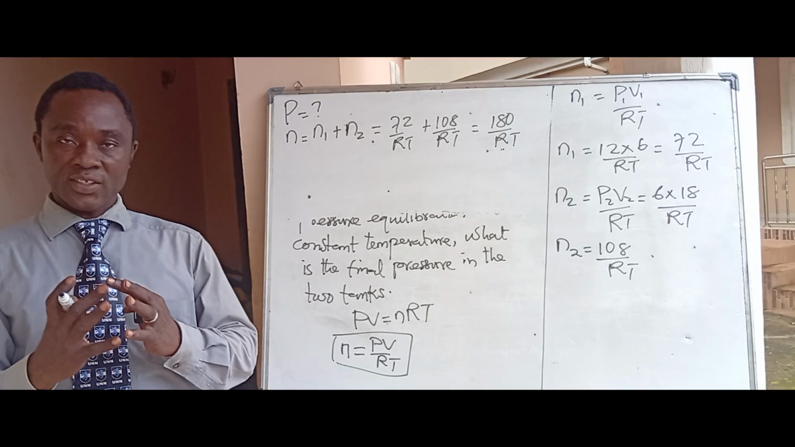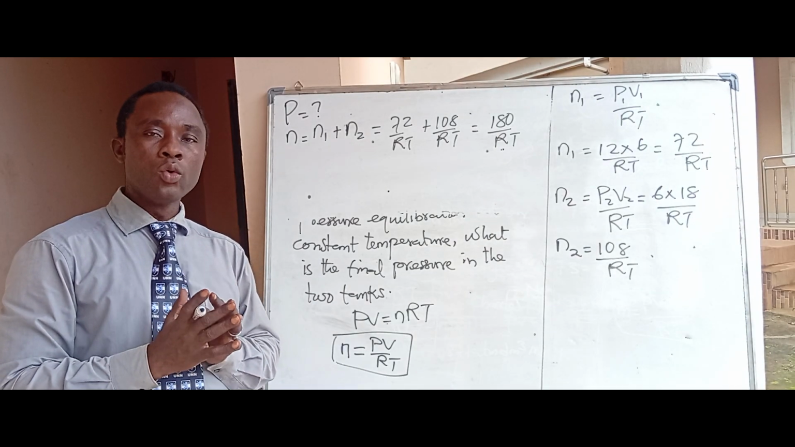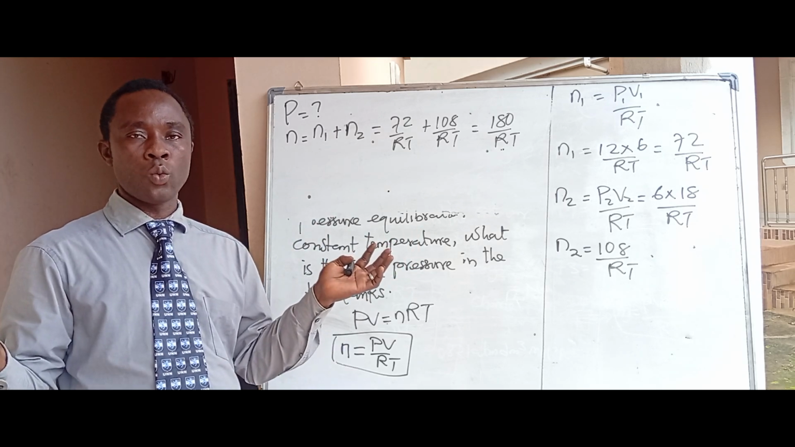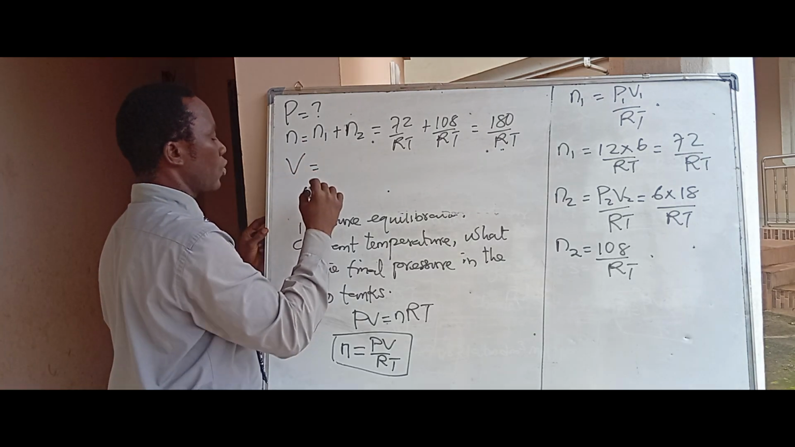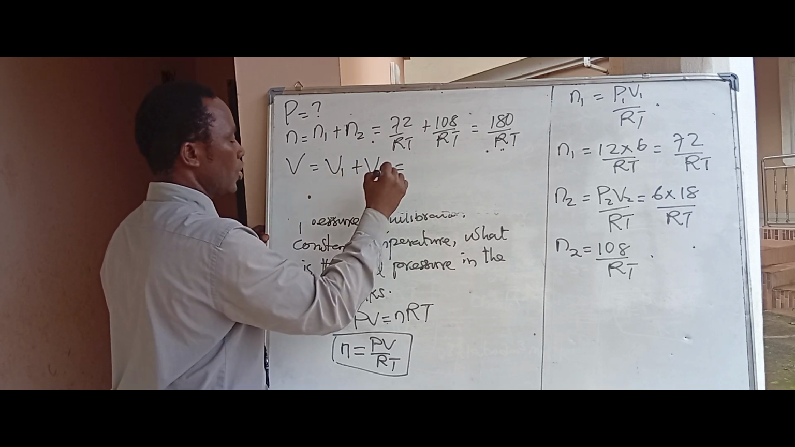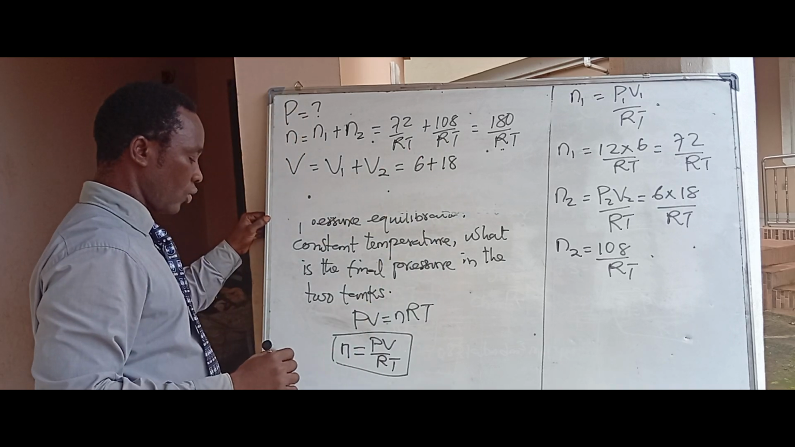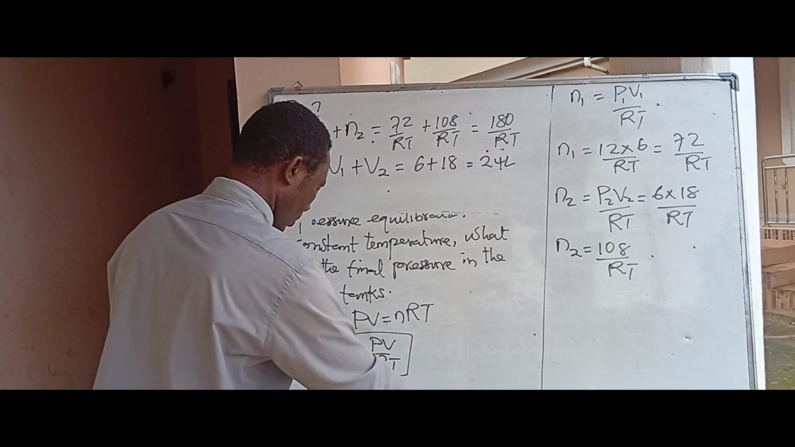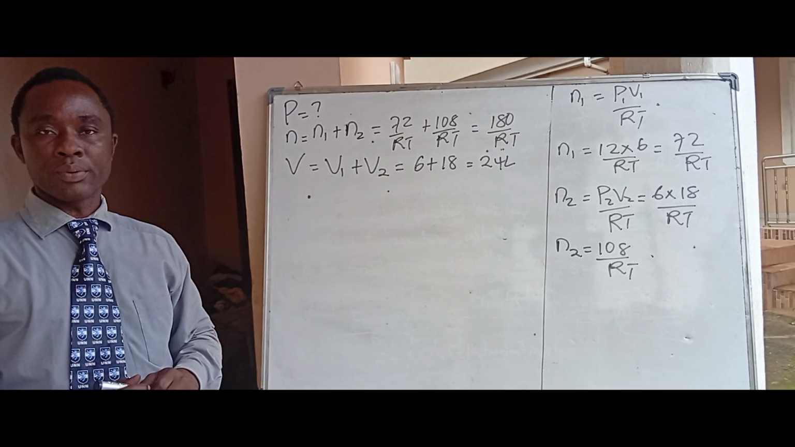Then, when two gases mix together or equilibrate, you should also expect that their volume will be different. The volume of gas A and the volume of gas B, when they come together, there will be an increase in volume. That means the total volume after equilibration becomes V1 plus V2: 6 liters plus 18 liters, a total of 24 liters. Now, I have brought out my final parameters after equilibration.